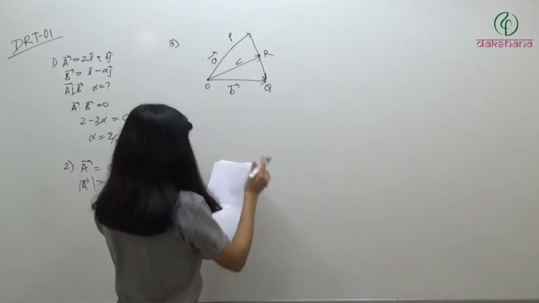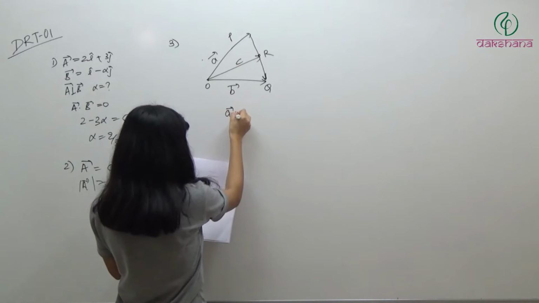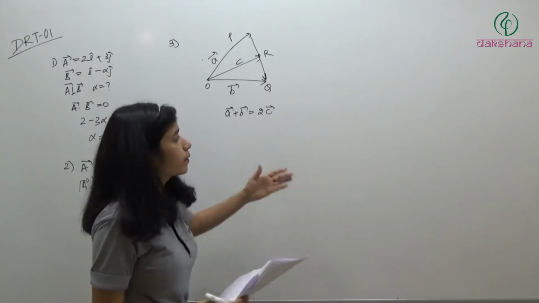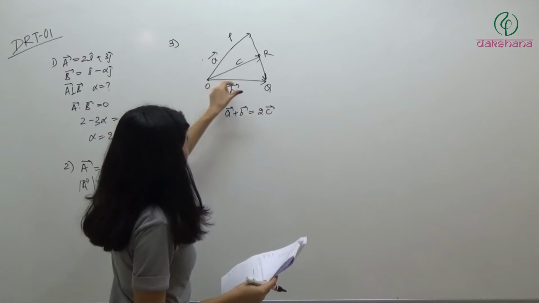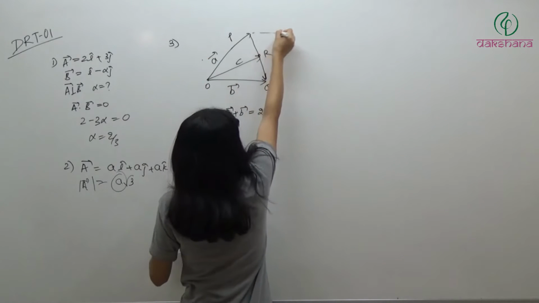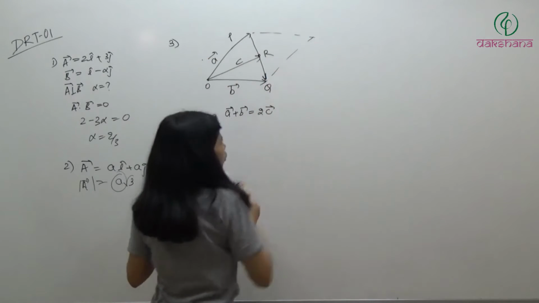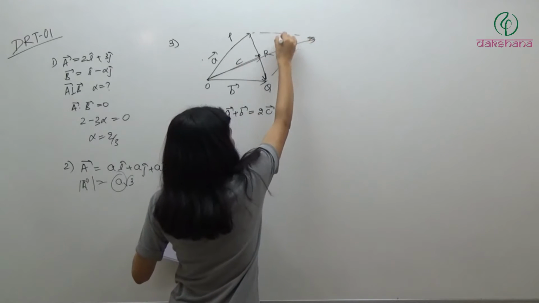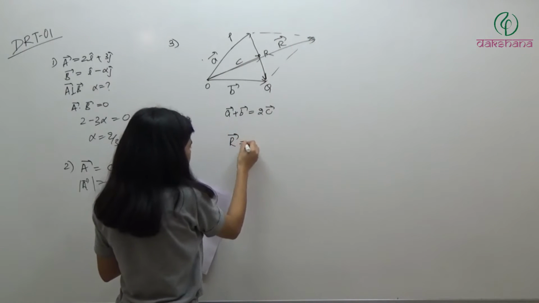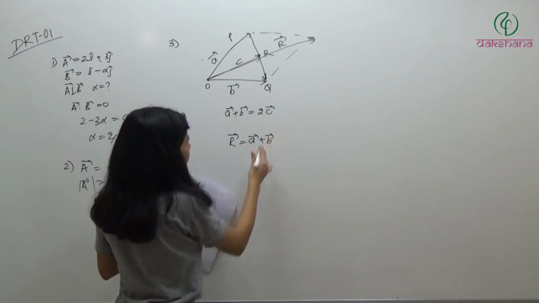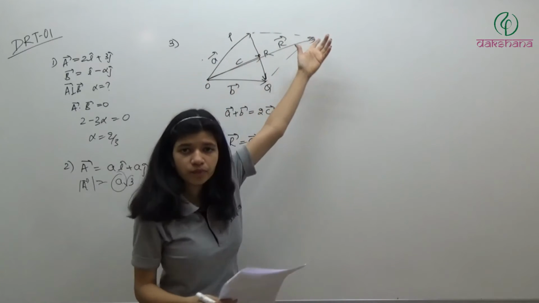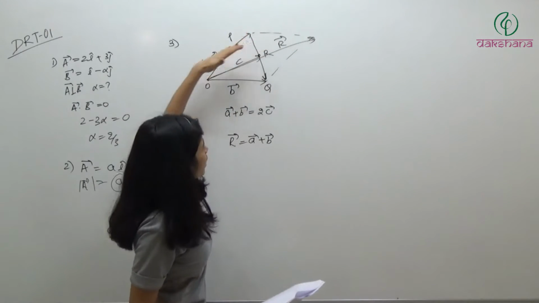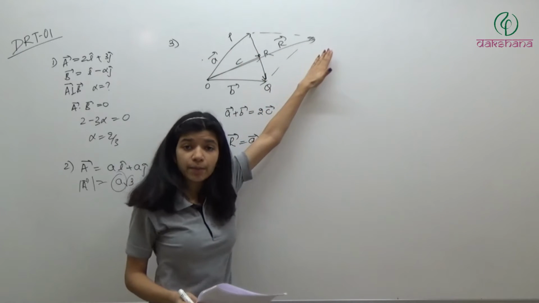So the first equation is A plus B is equal to 2C. Let's see if this is correct or not. So if you see here, A plus B will be equal to what? If you make the parallelogram, this will be the A plus B vector. The resultant vector, which is equal to A plus B, will be the diagonal of this parallelogram. This is the parallelogram of vector addition. So this is going to be the A plus B.